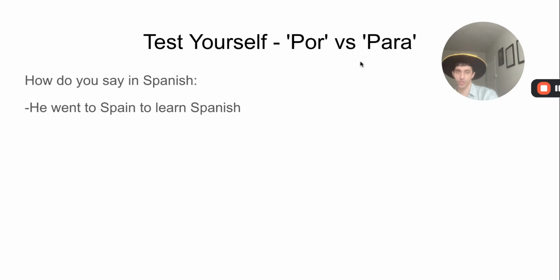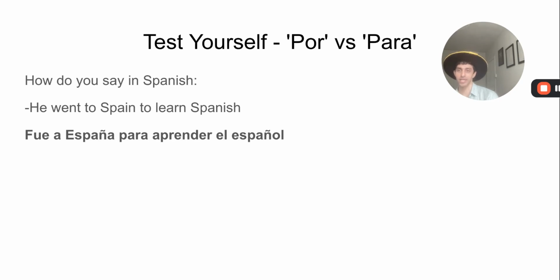Okay, and now I will show you the answer. You'd most likely translate this into Spanish as fue a España para aprender el español. He went to Spain to learn Spanish. So here we've used para, translating as "to" or "in order to," because there is a purpose, an objective, a goal here, which is to learn Spanish. So he did something in order to do something else. And in those instances, you would use the preposition para instead of por. There could be other ways of translating each of these sentences as well, but the translations I've given would certainly be the most common.